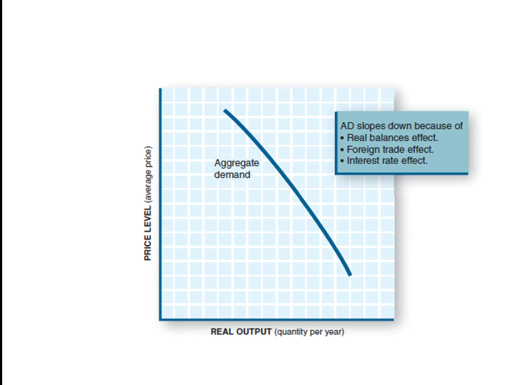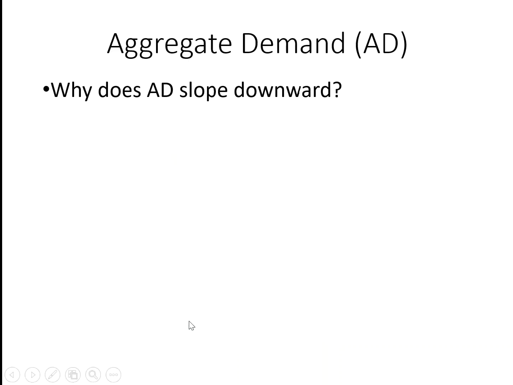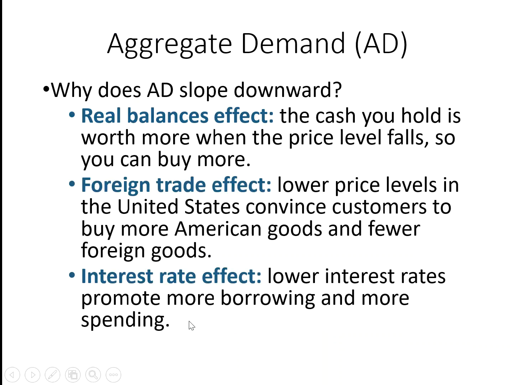Keep in mind, when the price level drops, consumers don't need a lot of loans, and since loans diminish, the interest rate will drop. To summarize: the real balance effect says the cash you hold is worth more when the price level falls, so you can buy more. The foreign trade effect says a lower price level in the United States convinces consumers to buy more American goods and fewer foreign goods, which drives the real GDP up. And the interest rate effect says a lower interest rate promotes more borrowing and more spending.